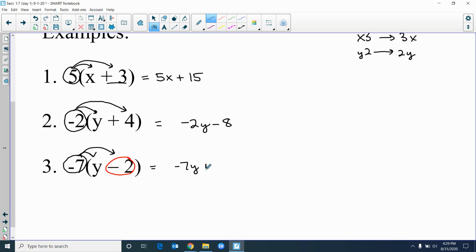A negative times a negative is a positive. You have to put a sign in there, and wait till you're done multiplying before you do that. Don't automatically put a plus or a minus sign until you've multiplied them through. And so you get negative 7y plus 14. So that's going to be your answer for that one. Okay, so that is the distributive property.